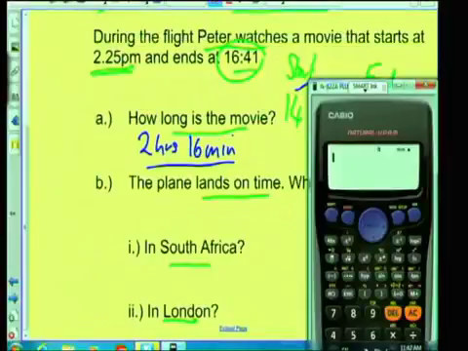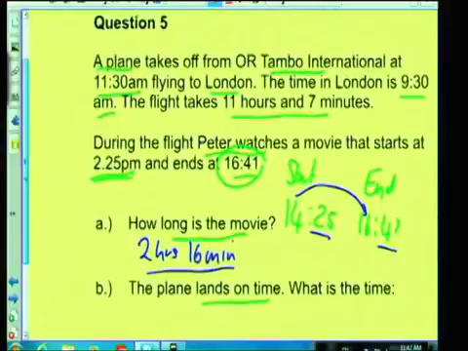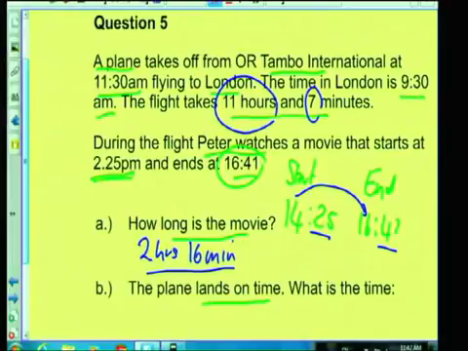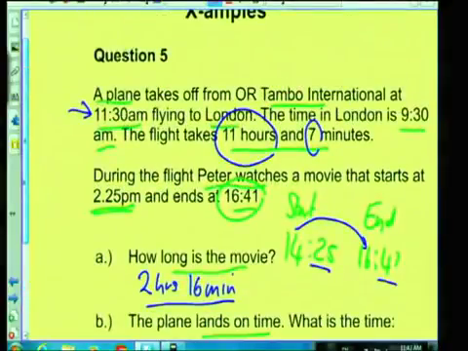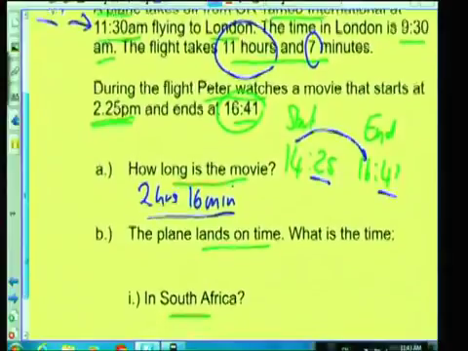Now, next thing, we're asked about the time when the plane lands. We're told it takes 11 hours and 7 minutes. And we started at 11 a.m. in the morning. So all we've got to do is say, this is South African time. It took off from OR Tambo in SA, and that was the South African time. We're going to add 11 hours to 11:30.